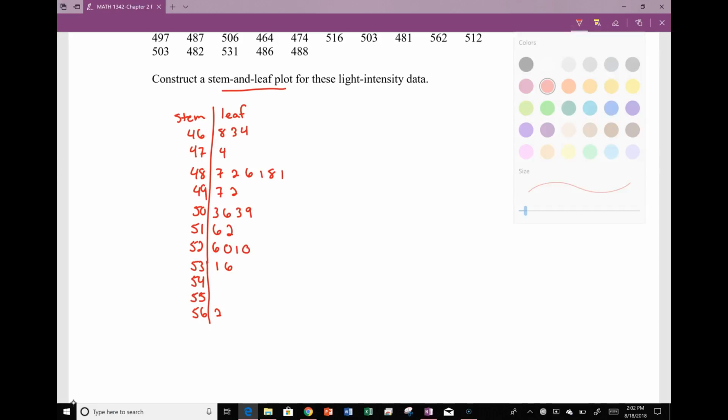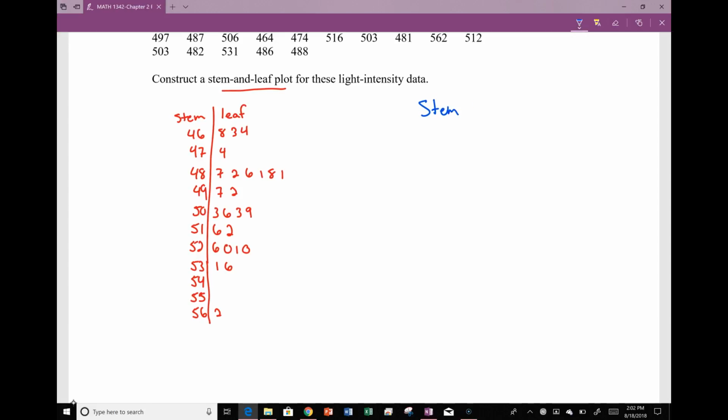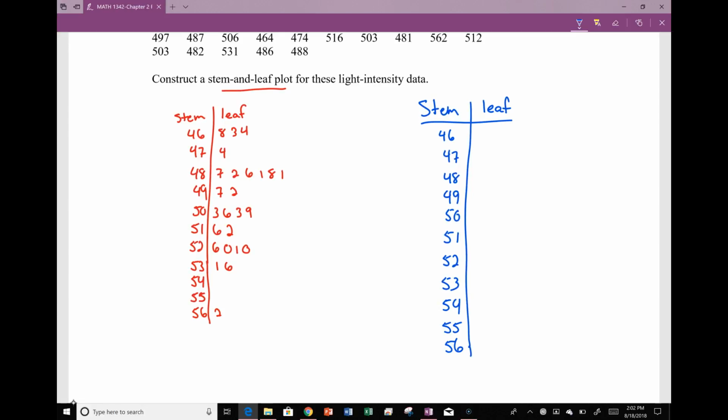My final stem and leaf plot, just like my stems have to be in order, my leaves have to be in order also. So I'm going to do 46, 47, all the way to 56. So 50, 51, 52, 53, 54, 55, and 56. Notice I have not skipped any of the stems.